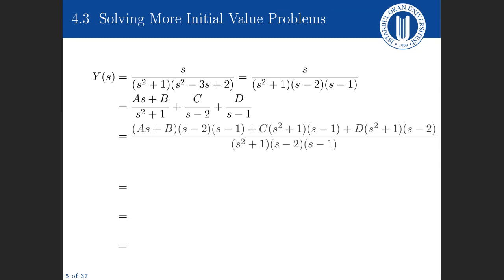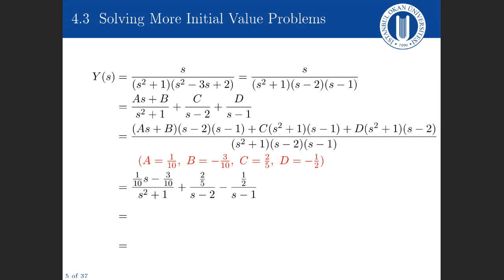Put everything over the same denominator, and then I'm going to leave it for you to check that the constants must be 1 over 10, minus 3 over 10, 2 over 5, minus a half. So capital Y must be (1 over 10 s minus 3 over 10) over s squared plus 1, plus 2 over 5 times 1 over s minus 2, minus a half times 1 over s minus 1.